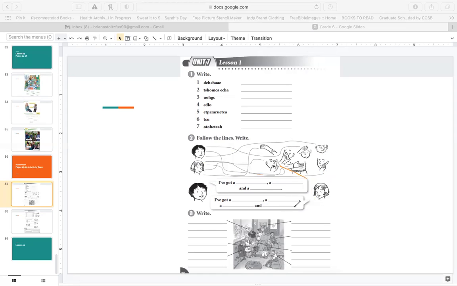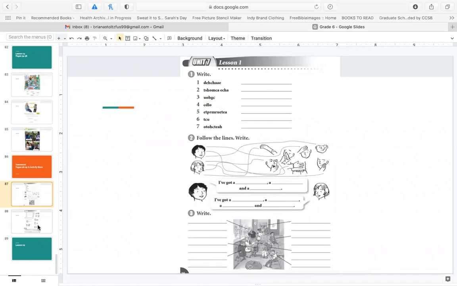So complete these sentences. Next, write the sickness here. What does this boy have? He's got, I think he's got a cough. What does he have? He's got a stomach ache. What does she have? She's got a toothache. What does she have? She's got a cold. So write the sicknesses here and here for these people.